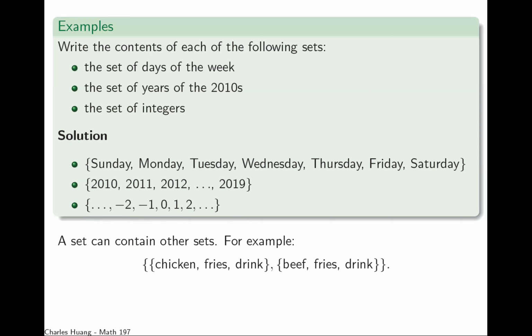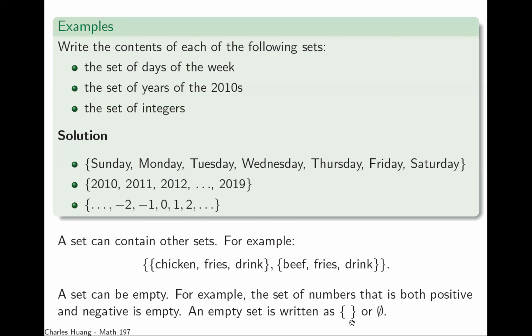A little bit of an aside: a set can have sets inside. Just like when you go to a restaurant, you can have combo 1, combo 2, the chicken combo, the beef combo. Each combo actually has different items inside, right? So we can have sets within the set. We can also have something that's an empty set. An empty set is when there are no members inside.